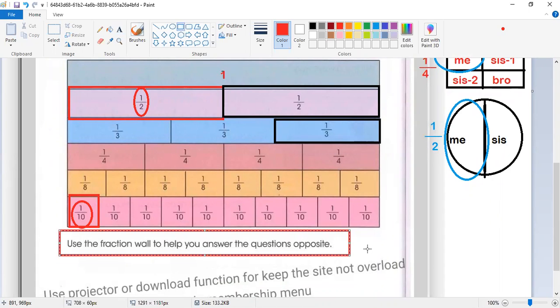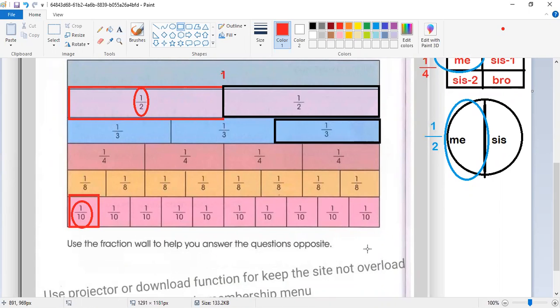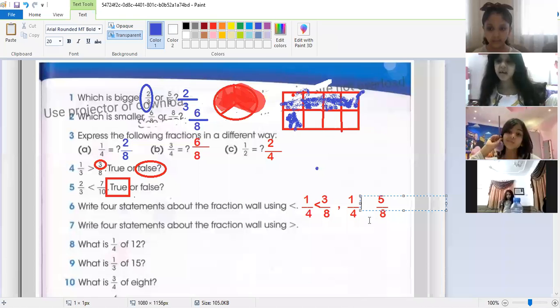It's given here: use the fraction wall to help you answer the questions on the opposite page. So what is the opposite page? Page number 95. We'll go to page 95 and try to solve questions there, and you will understand them more. We'll try to draw some drawings so that you can understand that. So why is 5 by 8 big? Let's see. I will draw this sign for big.